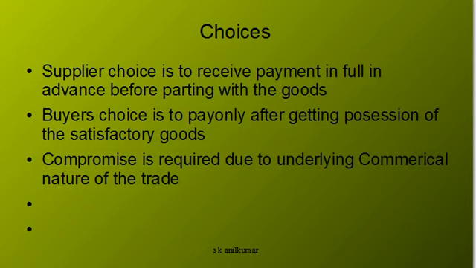Because the buyer and seller have different choices, different expectations, different requirements. The supplier's choice is to receive the payment in full, in advance, before parting with the goods. The buyer's choice is to pay only after getting possession of the satisfactory goods. So a compromise is required due to the underlying commercial nature of the trade. The buyer cannot keep on saying, I will pay only after sighting the goods. The seller cannot keep on saying, I will supply only if I am paid. So these services from the bank in the form of trade services or instruments are required.